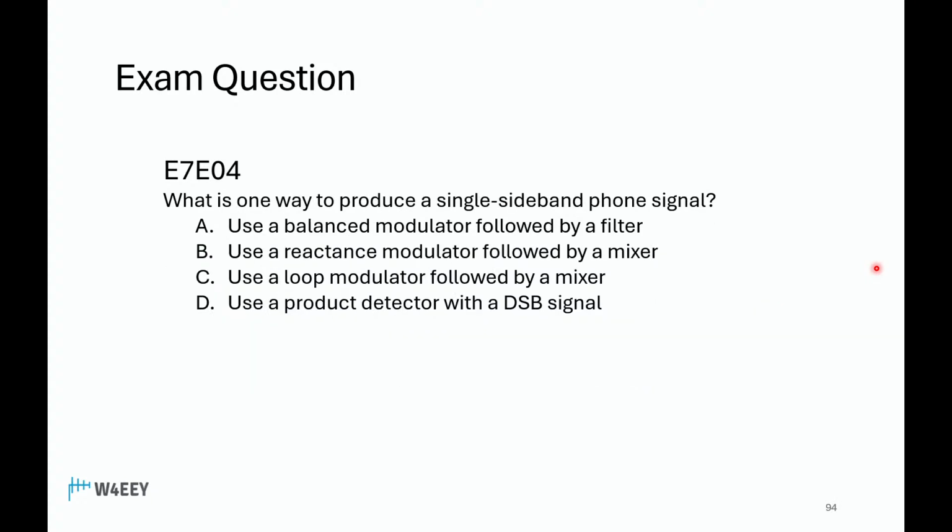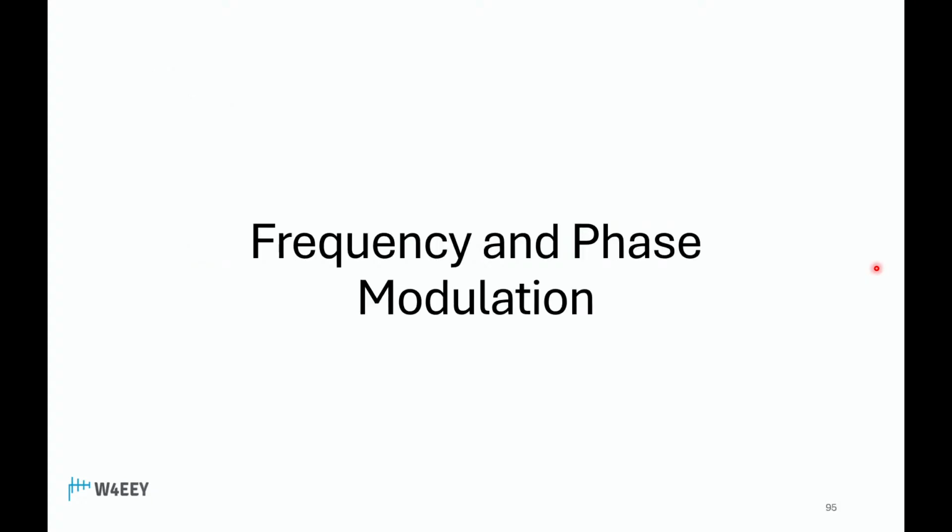What is one way to produce a single sideband phone signal? Alpha. Correct. You use a balanced modulator followed by a filter. The balanced modulator gets rid of the carrier. The filter gets rid of the unwanted sideband. Yes, I need somebody to keep me honest.